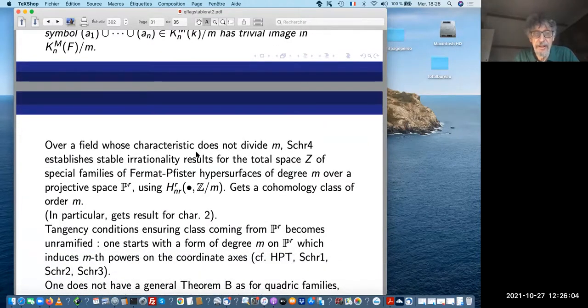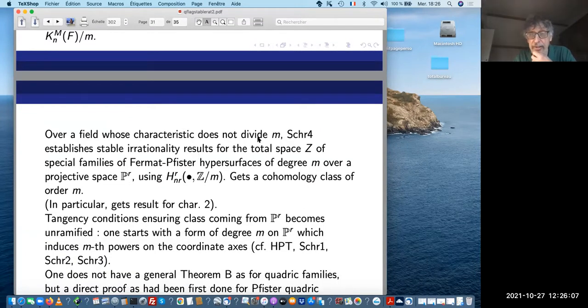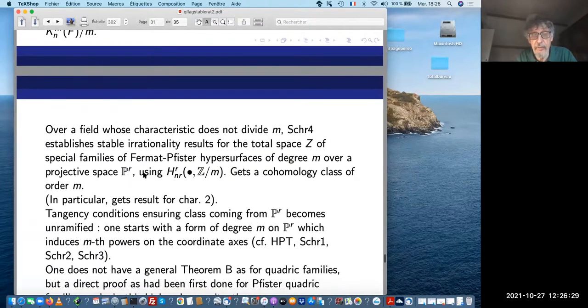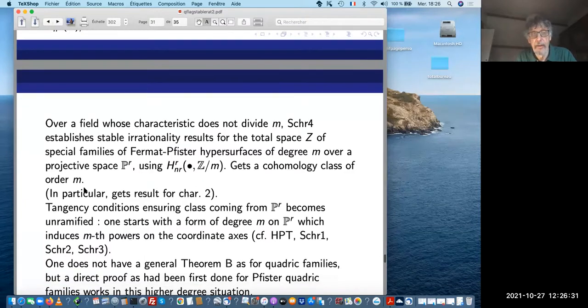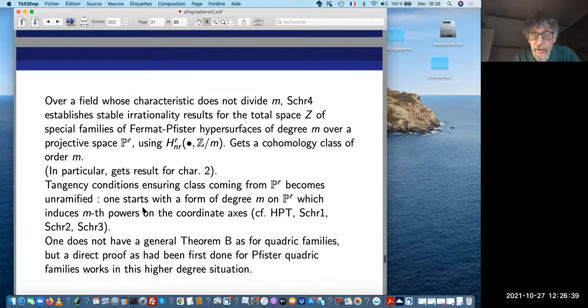Okay? So over a field whose characteristic doesn't divide N, this paper proves stable irrationality results for the total space of special families of Fermat-Pfister hypersurfaces of degree m, over a projective space P^r, by using a unified Zen method. So again, we start with P^r. We look at the cohomology group in maximal dimension. And then he gets a cohomology class which is exactly of order N. In particular, he gets results in characteristic two because you just have to take m prime to two. And then there are tangency conditions, which ensure that classes coming from P^r become unramified.